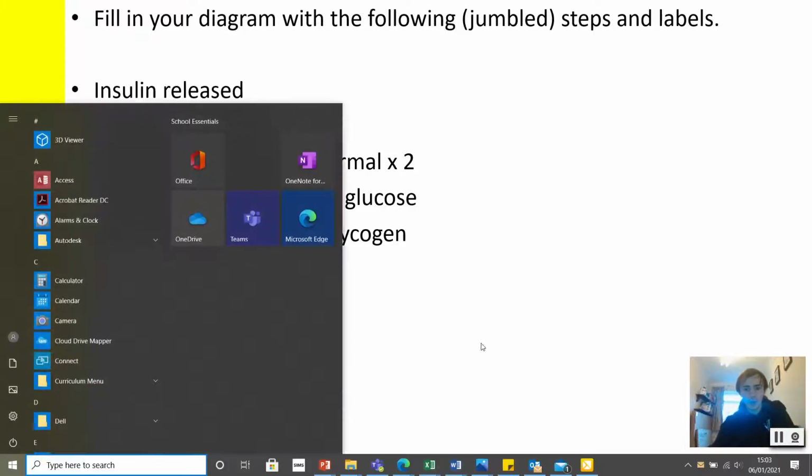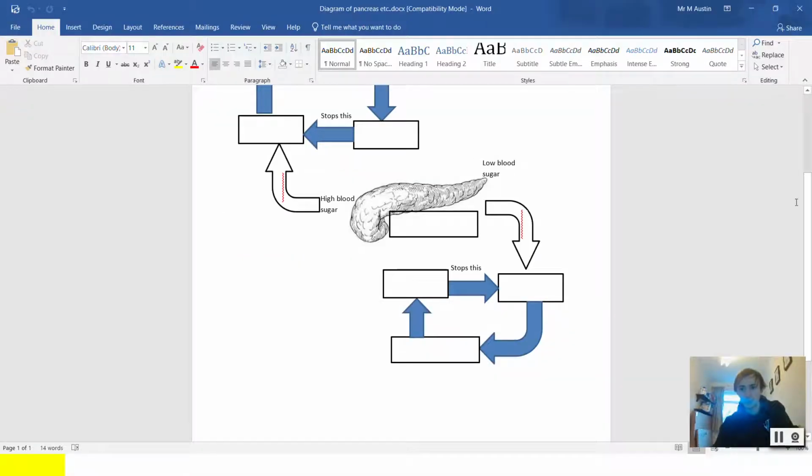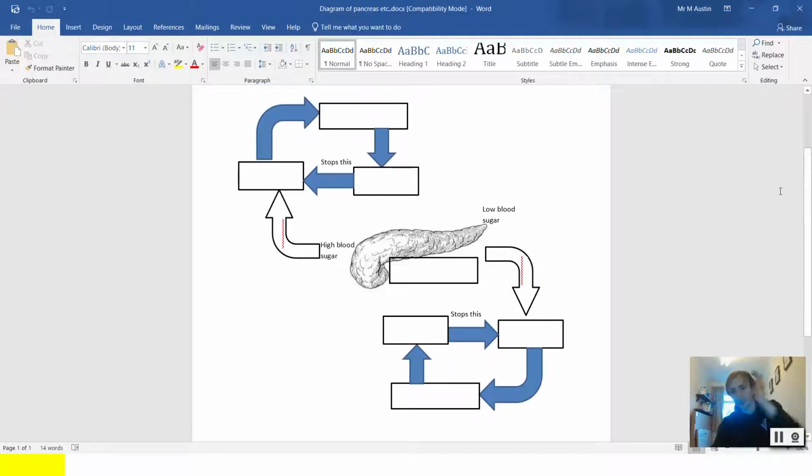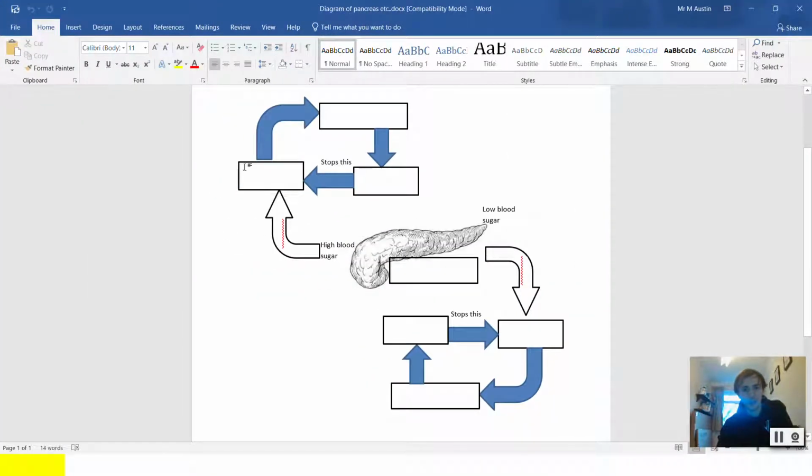Right. So, hopefully, if I pull up my version of the diagram, you should have this diagram or something similar to it. Okay. So, if I have too high blood sugar, insulin is released. So the top one goes in this box here. It's just after the arrow comes out of the pancreas going upwards, insulin is released. If I have too low blood sugar, with the diagonal arrow going downwards, glucagon will be released.